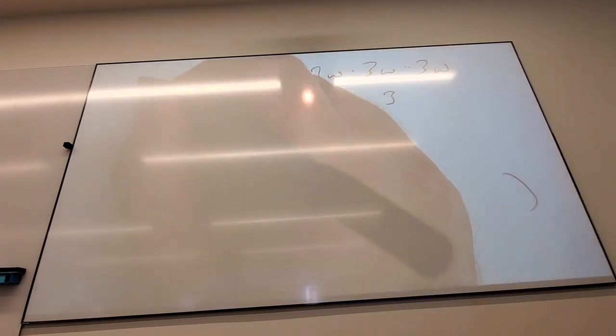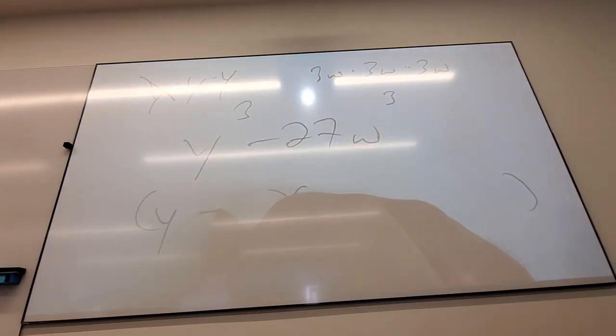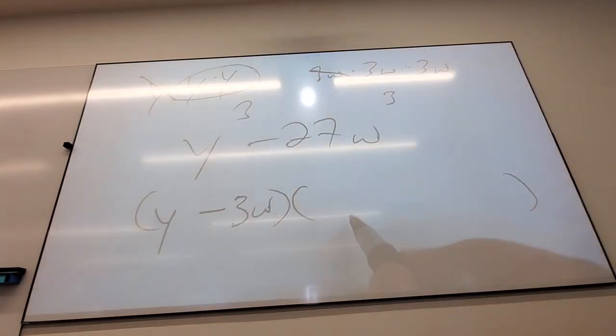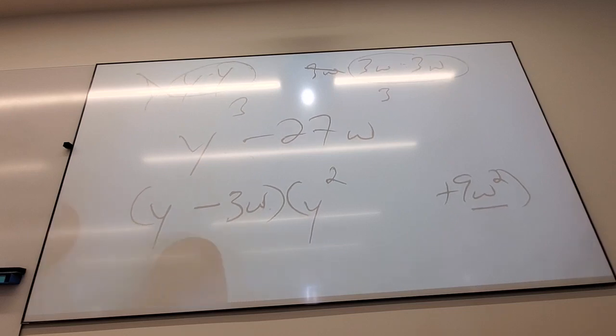Y minus 3W. 1y, same sign, 1 3w. So of course the other two y's go here. What goes at the end? Plus 9W squared. Good. The other two 3w's. We stop for a minute. Plus 1 of each, 2 of each.